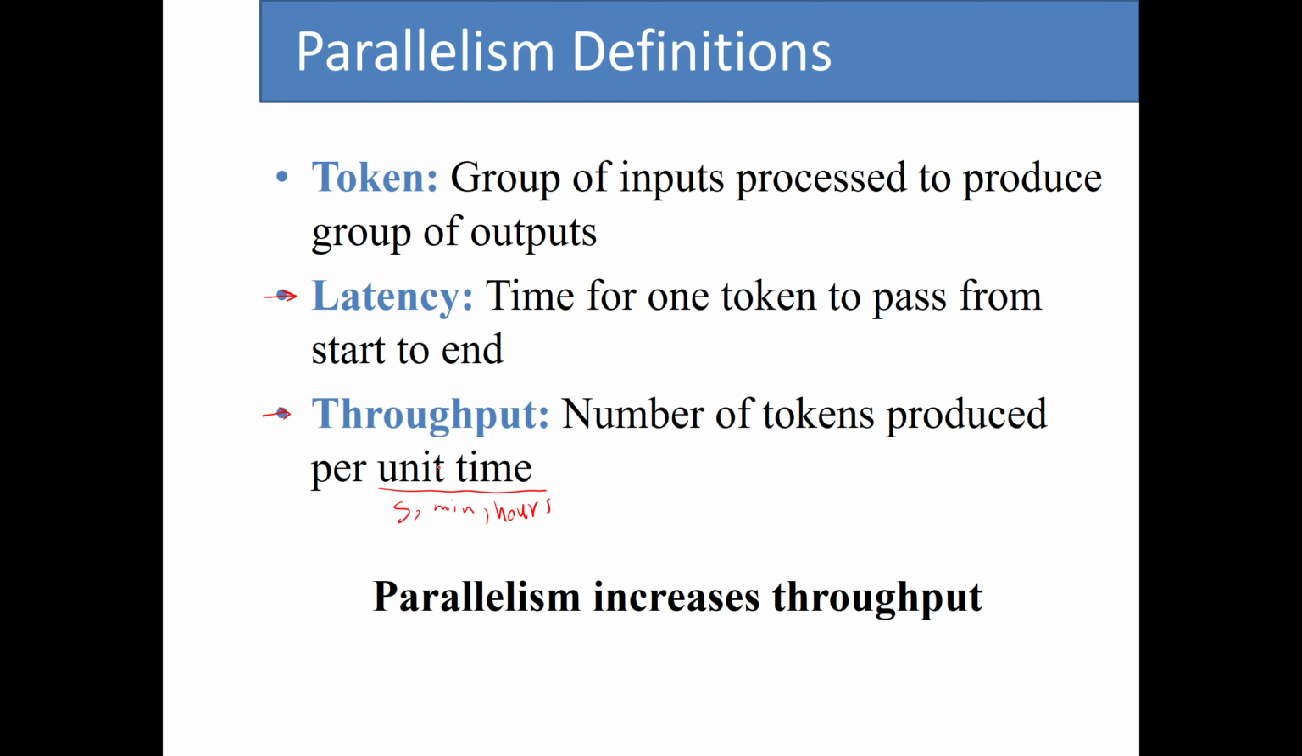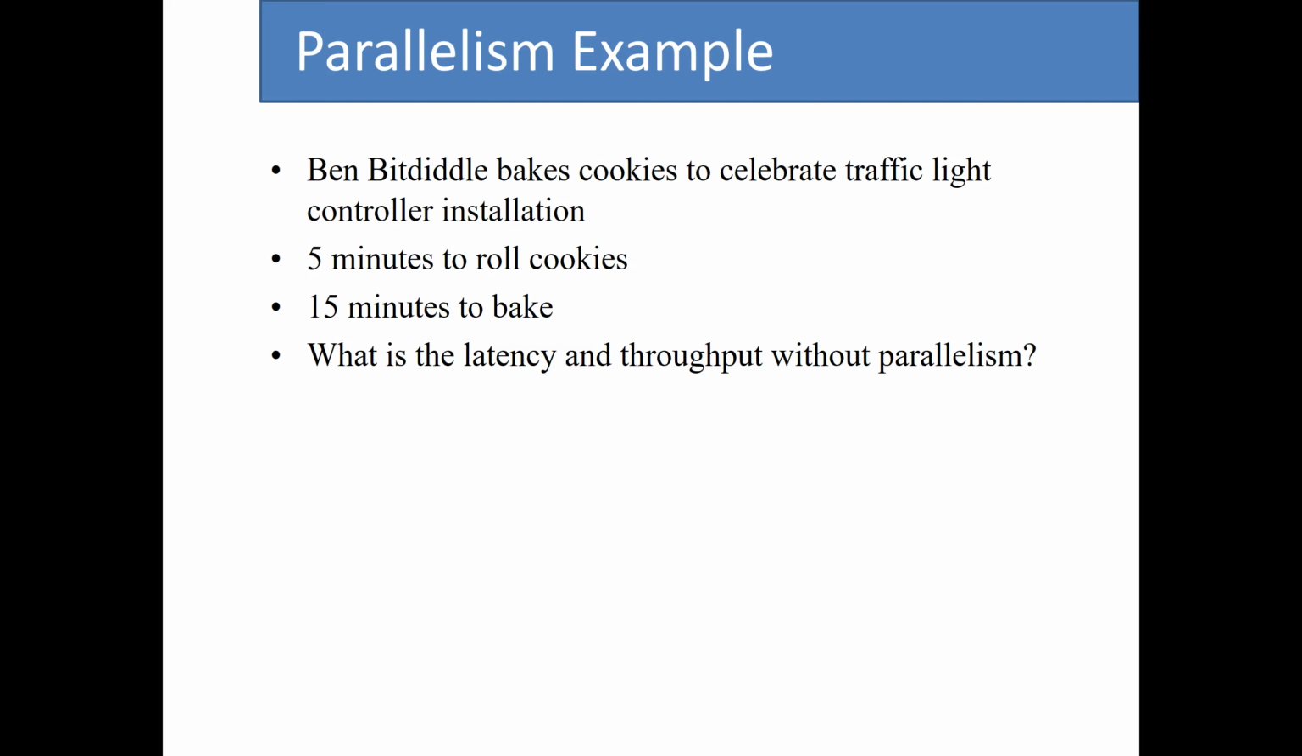The whole point of parallelism is to increase throughput. Even though the latency might stay the same for each token, the final goal is that we increase the throughput, or the number of tokens that are produced per unit of time. Let's go over a very basic example and see how using different types of parallelism can help us increase throughput. Ben wants to bake some cookies to celebrate his traffic light design, an example that we have seen before.